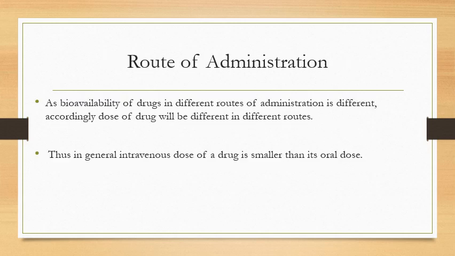Route of drug administration. You have already studied all routes of drug administration, and you know that the bioavailability of a drug in different routes of administration is different. Accordingly, the dose of a drug will be different for different routes. Thus, in general, the intravenous dose of a drug is smaller than an oral dose.